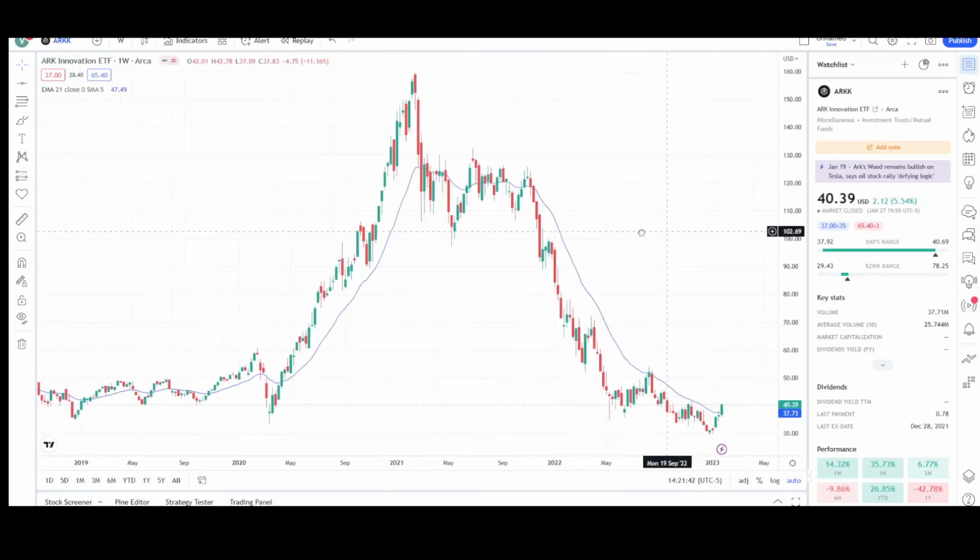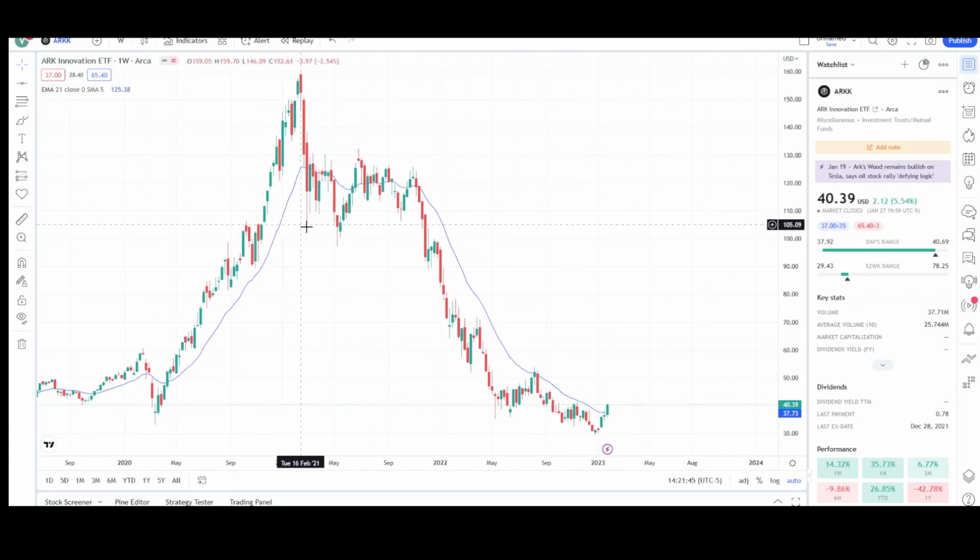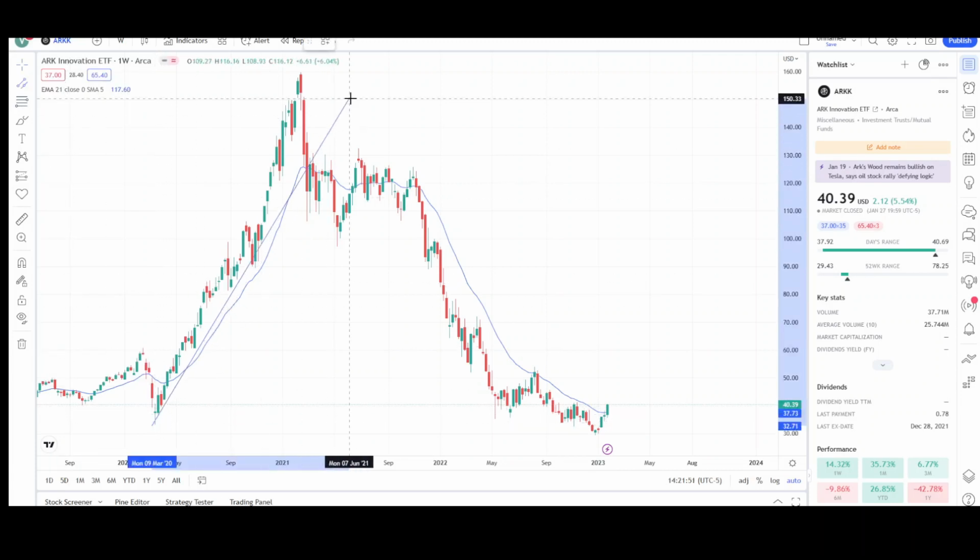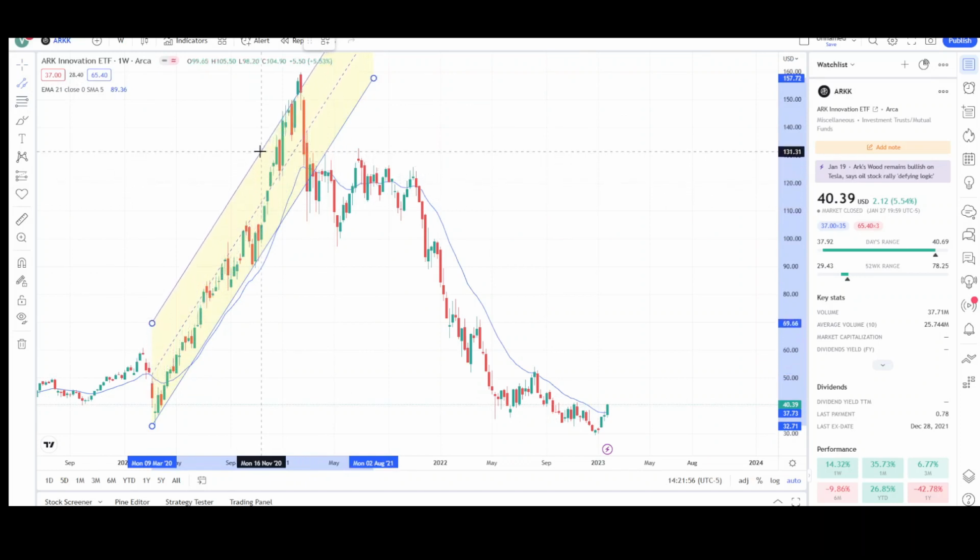So here's the weekly chart, and you can see the massive downtrend. First off, there was this massive uptrend in play that was just way too unsustainable. This was the uptrend channel, and you can see how many times we had an overshoot of it. It just kept on going higher and higher.